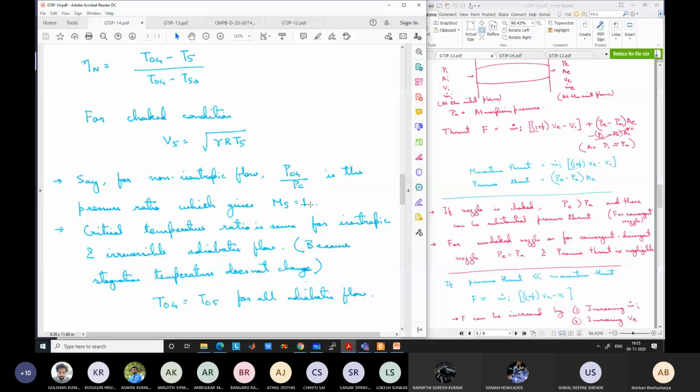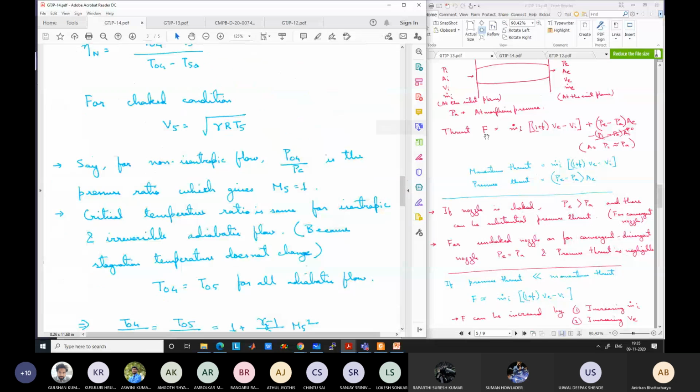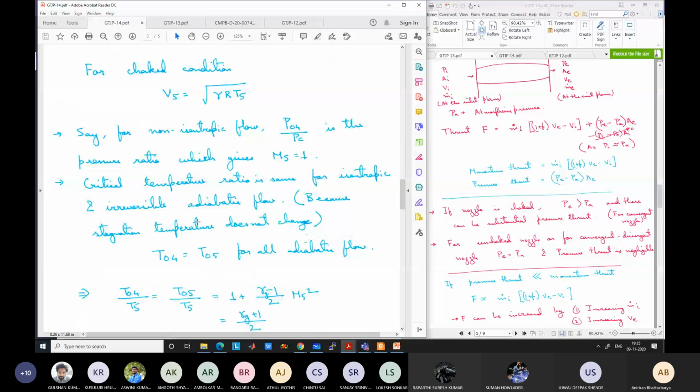T05 we can already calculate because we know T04. So T05 is equal to T04, and (gamma plus 1) by 2 is already known. So we can calculate T5. Because we can calculate T5, we can calculate the velocity V5. So this velocity V5 is equal to Ve, and we can find the momentum thrust. So up to this point, it is clear to everyone how to find the momentum thrust for the choked condition. Is it clear? Yes, sir.